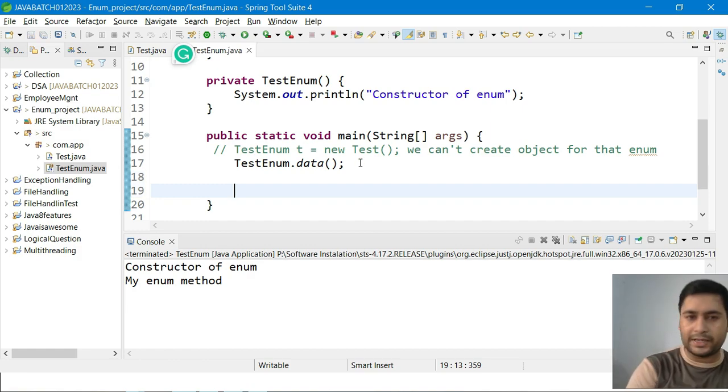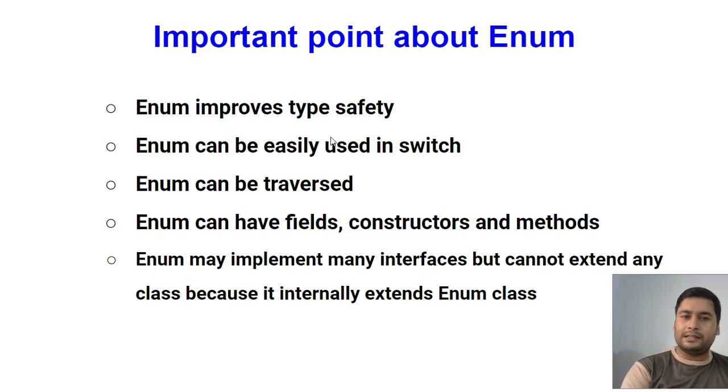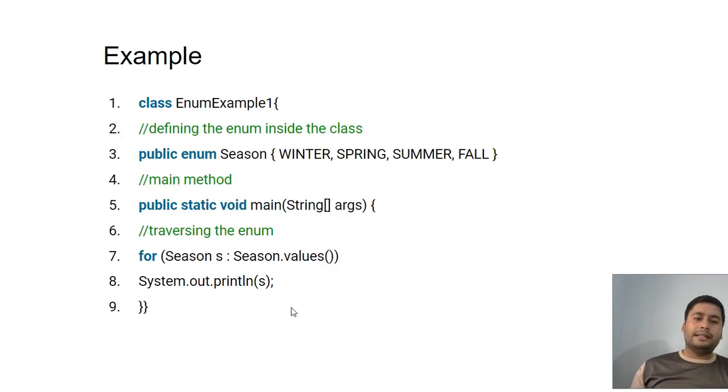Okay guys, so I hope you understood what the Enum is and how we can work with it. It's type safe also. Enum can implement many interfaces but cannot extend any classes because it internally uses the Enum class. This is the example, class EnumExample1, defining the Enum inside the class. This is the Enum we have defined, which is season: winter, spring, summer or fall. In the main method you can print all the data while traversing. Every Enum has one method called values, which gives all the data inside this particular Enum.